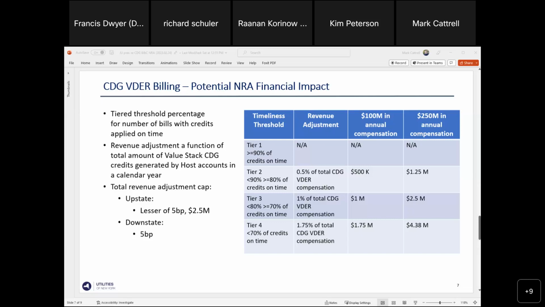Tier 3 is the next performance band, when the utility issues between 70 and 80% of CDG credits on time and would result in a negative revenue adjustment of 1% of value stack CDG compensation. So as you see, the revenue adjustment increases as potential performance decreases. Tier 4 is the last performance level, when less than 70% of credits are on time. This would result in a negative revenue adjustment of 1.75% of CDG VETR compensation.